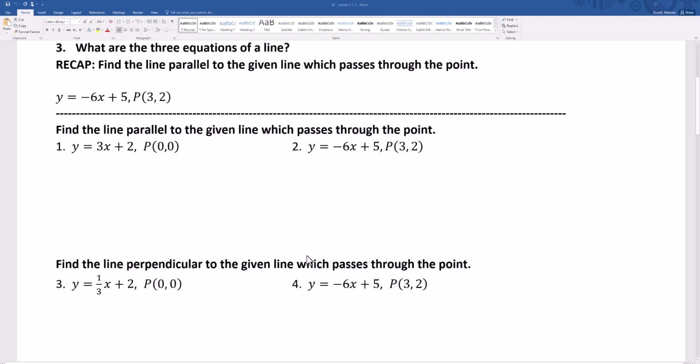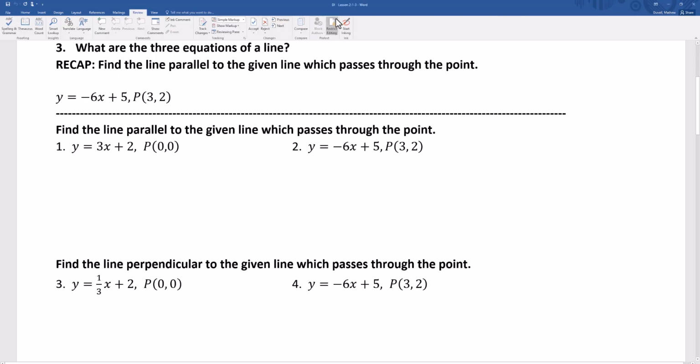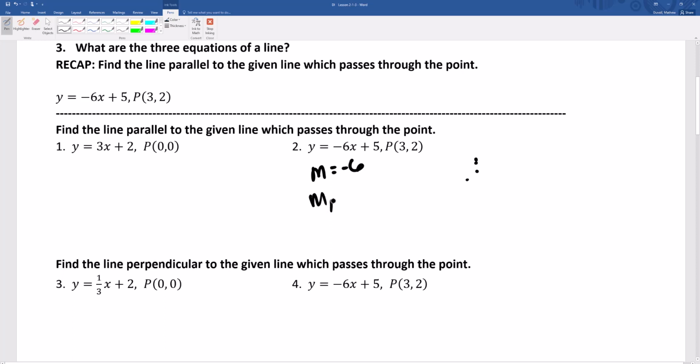All right, so it says find the line parallel to the given line which passes through the point. If we remember, a parallel line means the slope is the same. So once we identify what the slope is, we just say it's the same slope. If my slope is -6, my parallel slope is the same, so it's also -6. So it says find the line parallel.